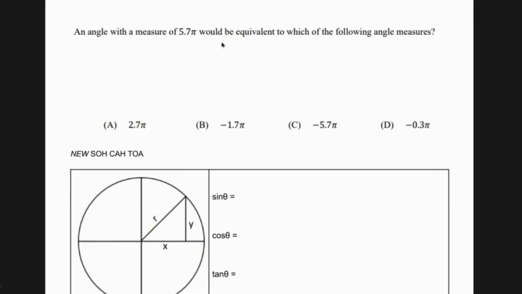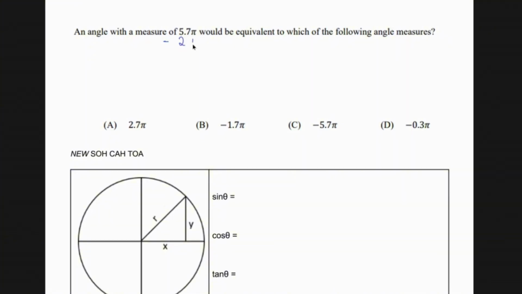An angle with a measure of 5.7 pi would be equivalent to which of the following angle measures? Well, you're way too big. So it's not like we're trying to get one that's coterminal or reference. We're just trying to get one that matches up. So let's keep subtracting 2 pi until we hit one of these possible options.